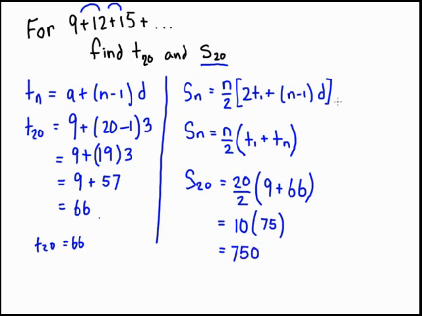Okay, so we could use the other formula if we wanted to. We just put in the values. N would still be 20. Term 1 would still be 9. This would be 20 minus 1. And the common difference would be 3, and that would give us 750 as well. But if we know term 1 and term n, well, then this one's a little bit easier.